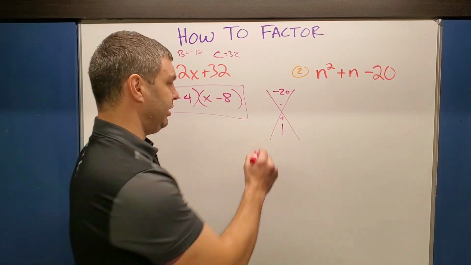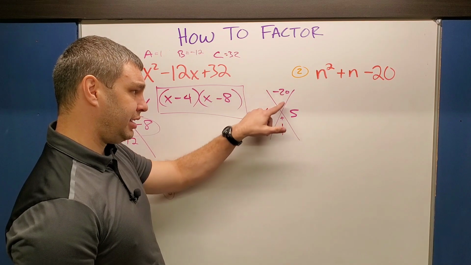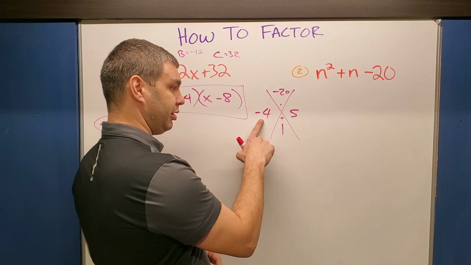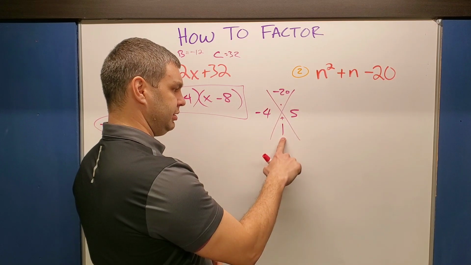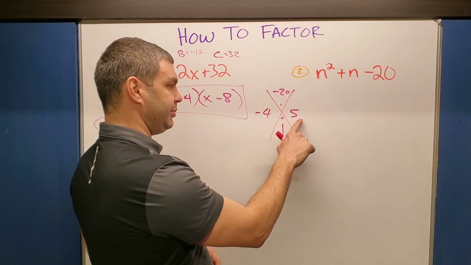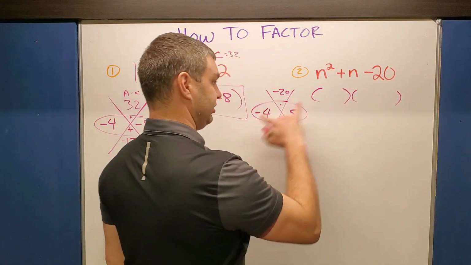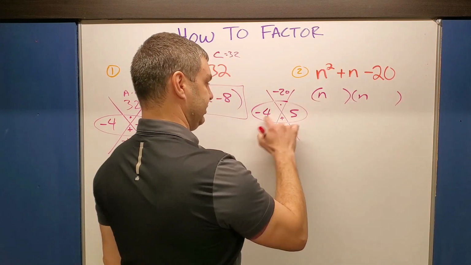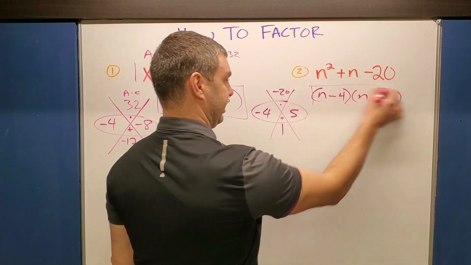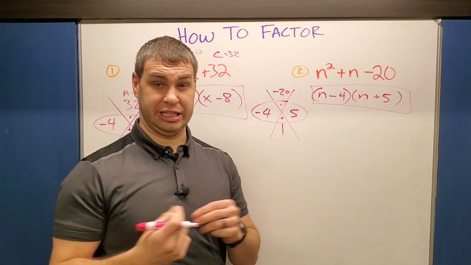4 and 5. If I put a 4 and a 5 here, now I need this to be a positive 1, and a negative 20 when I multiply. So I think the only way that that would happen is if I have negative 4, because 5 minus 4 is 1. If I add those together, or you could think negative 4 plus 5. And also negative 4 times 5 is negative 20. So those two numbers on the sides are going to go in my factors as negative 4. And then if it's a positive, you can just say plus 5 like that. And that is the answer when you're factoring when there's a 1 as your leading coefficient.